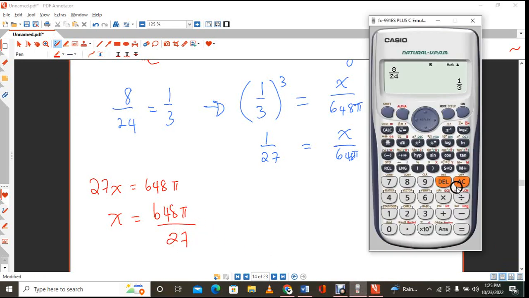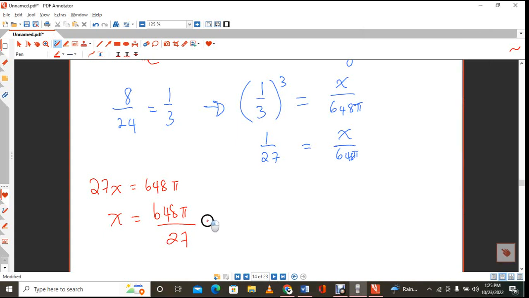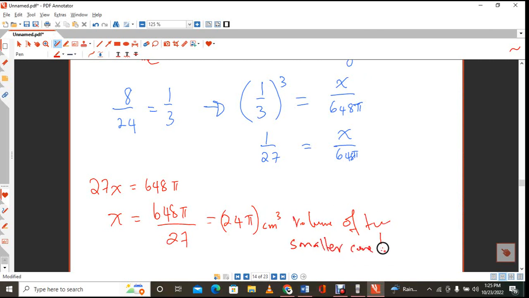So I'm going to see what my calculator is giving me. It's 648 shift pi, and I'm going to divide that by 27. I'm still going to leave my answer in terms of pi, okay? So this is 24 pi. This is the volume of the smaller cone.